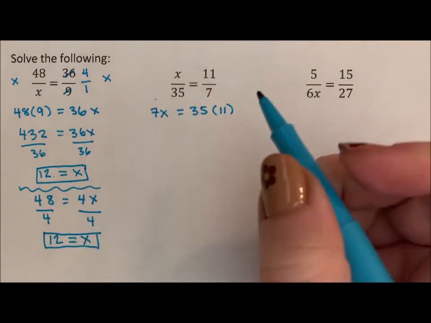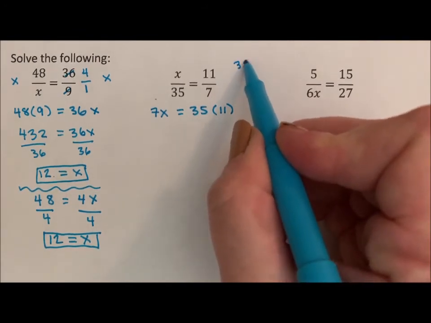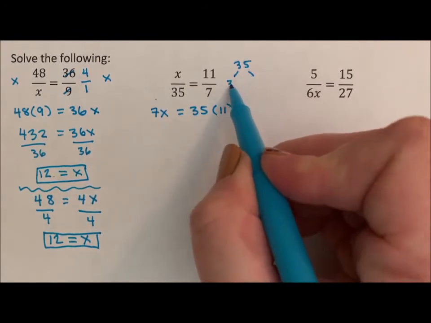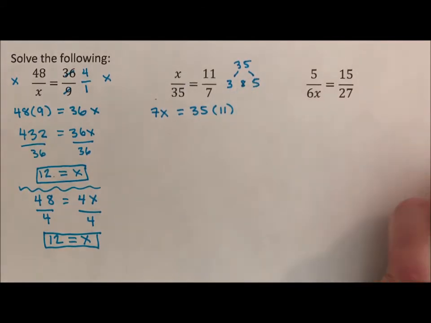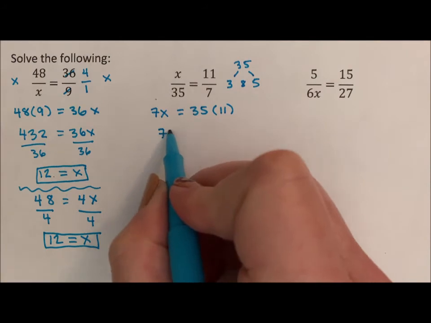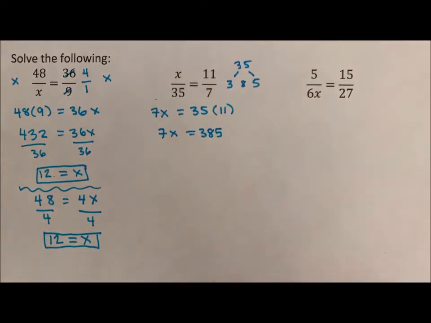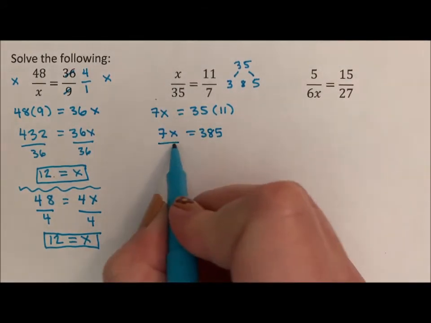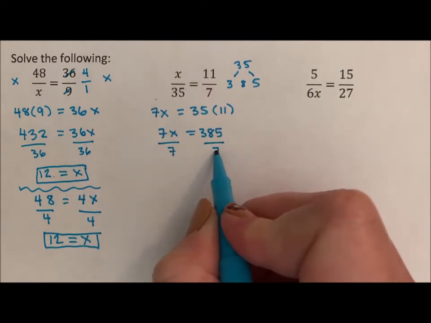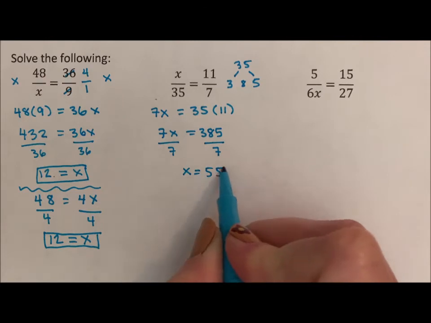I like multiplying by 11. There's this little trick. When you multiply by 11, you separate the 3 and the 5. You add them up, the 3 plus 5 to get the 8. So that 7x is equal to 385. It's one of my favorite little tricks with multiplying by 11. Then we divide by 7, and x is going to equal 55.